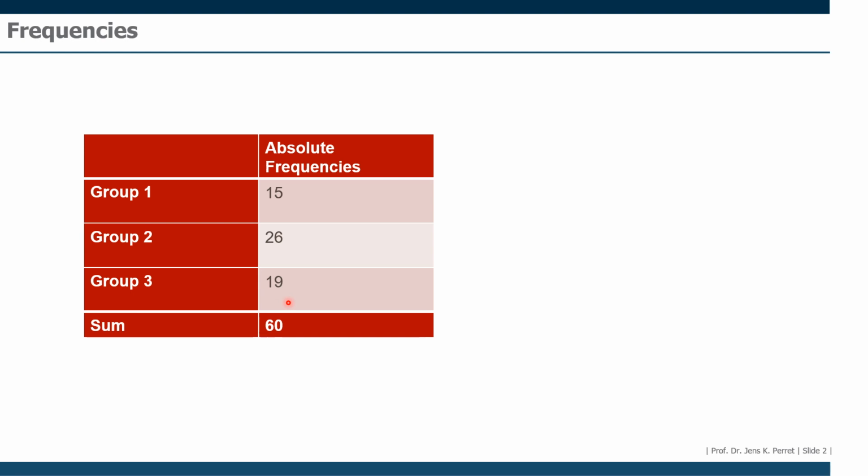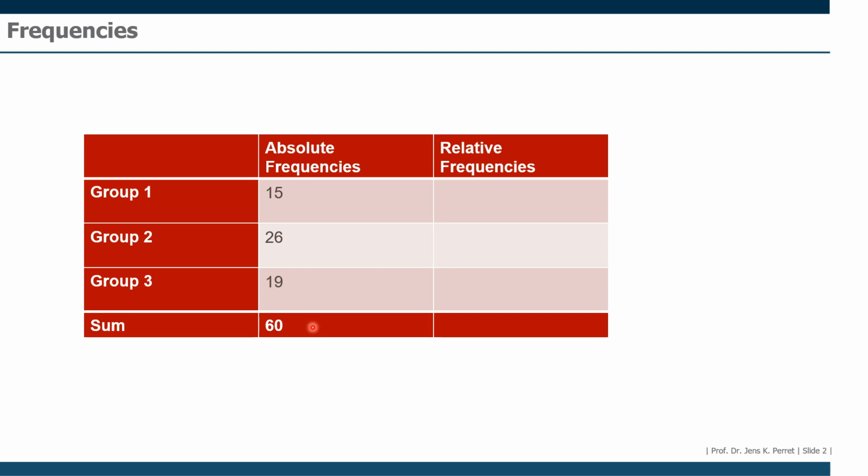And then most often we are starting by adding one additional row below. And in this row, we're going to summarize all the values above. So with the absolute frequencies, we add up all these numbers, get the overall number of observations. So in this case, it would be 60 observations. Because in the next step, we're going to calculate the so-called relative frequencies. So that's how many of these 60 are in group 1.